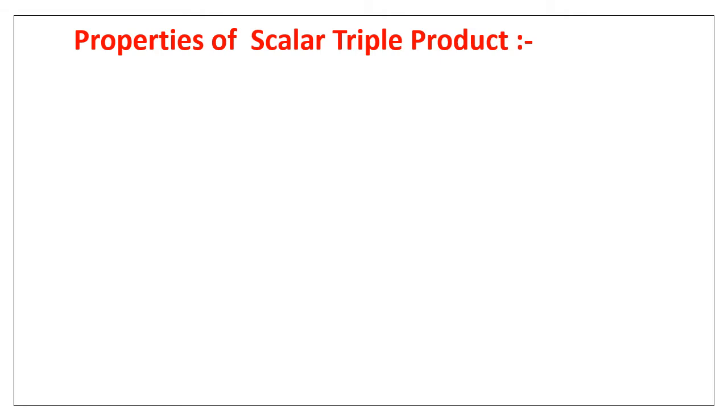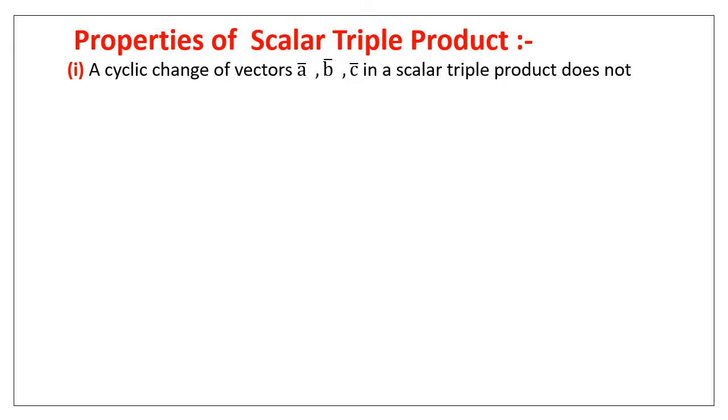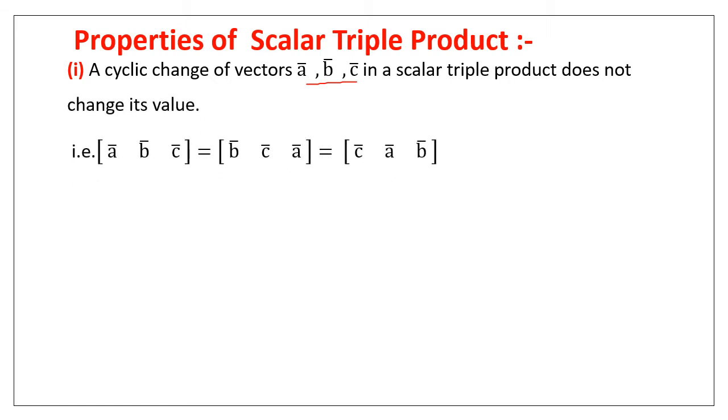Properties of scalar triple product. As we know the properties of determinant, the properties of scalar triple product are also same, since the scalar triple product is written in terms of determinant. So we'll see, a cyclic change of vectors a bar, b bar, c bar in a scalar triple product does not change its value. That is, box product of a bar, b bar, c bar equals to box product of b bar, c bar, a bar equal to box product of c bar, a bar, b bar.